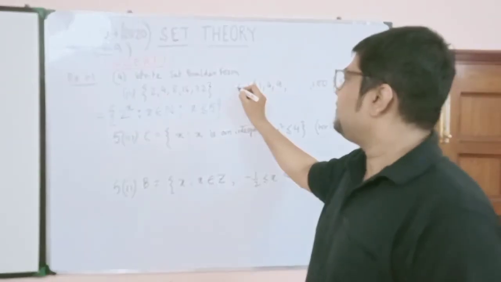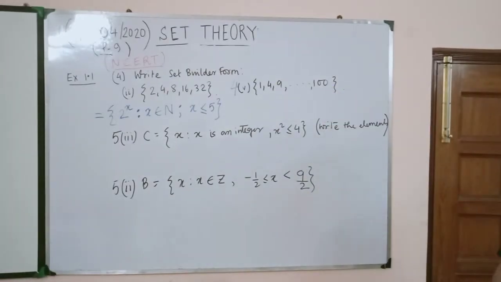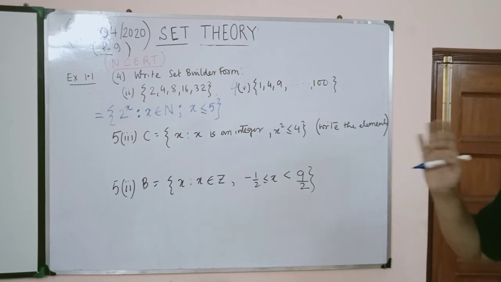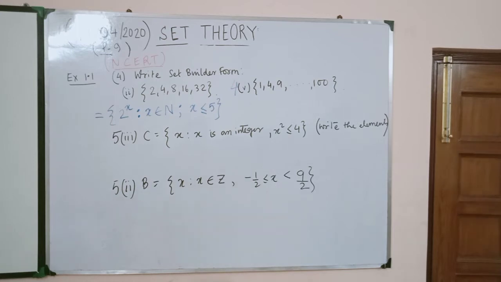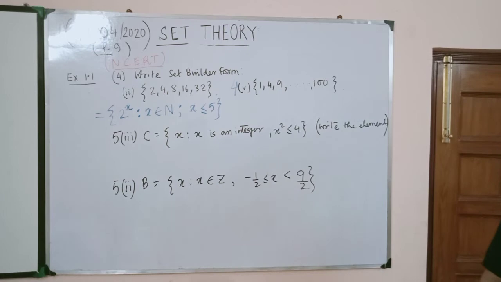Next one is the same, it's 4 part 5. In 4 part 5, we see that 1, 4, 9, then like that it continues, 16 and so on. So you have to understand the pattern of the numbers. Basically, these are the squares of all the integers, positive integers or negative integers, whatever you can say.